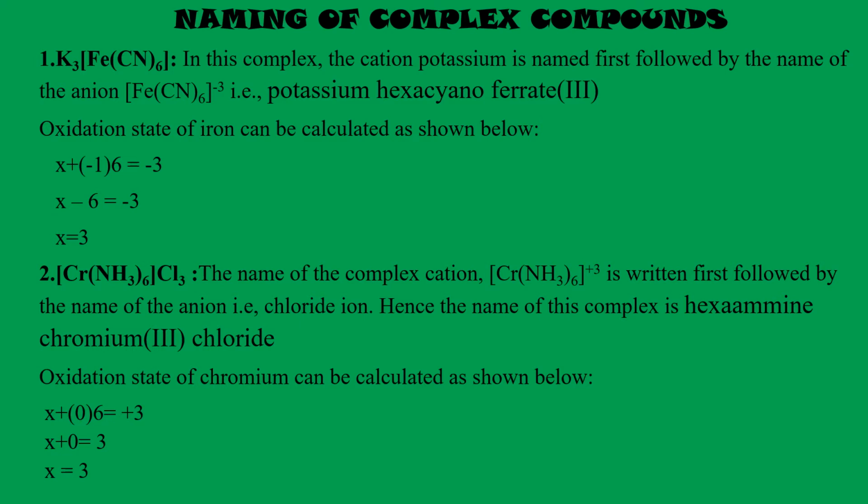Why is there a minus 3 on [Fe(CN)6], students? Outside the coordination sphere, there are 3 monovalent cations. Hence, [Fe(CN)6] will have a minus 3 charge. Now, let us name this complex. Potassium hexacyanoferrate(III).